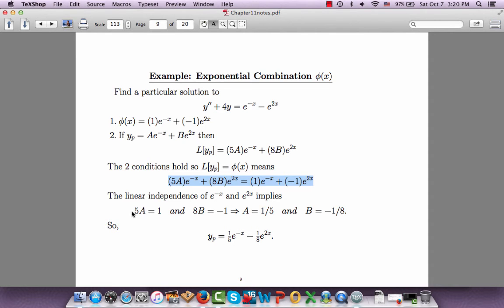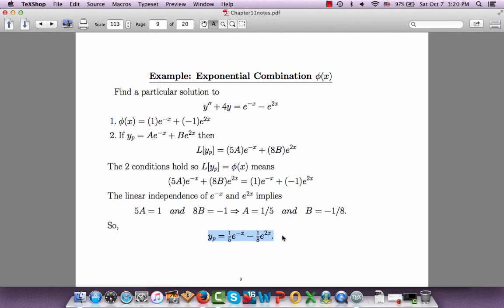So in particular, 5a has to be 1, and 8b has to be negative 1. And that's simple enough. It tells us that a is 1/5 and b is negative 1/8. So that's our particular solution. Y sub p is going to be 1/5 e to the minus x minus 1/8 e to the 2x.